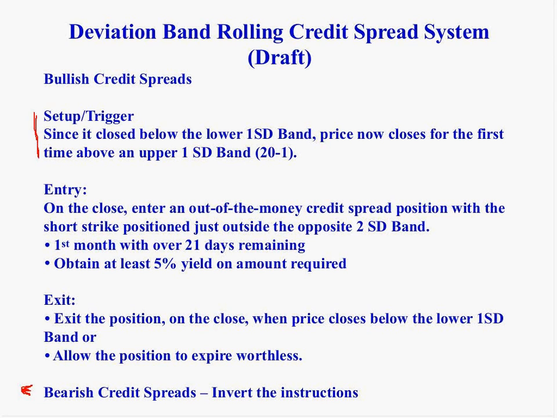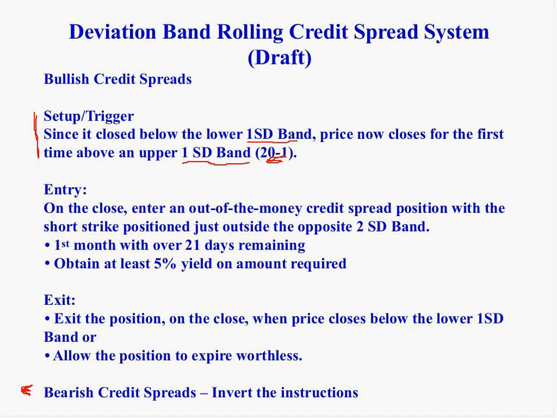Okay, they were in a downtrend. It closed below the lower 1 SD band. What we're doing is we're waiting for it to close above the upper SD band for the first time. And that's what the sentence is expressing. Since it closed below the lower 1 SD band, price now closed for the first time above an upper 1 SD band. Dash 1 is the setting, whatever charting program you're using.